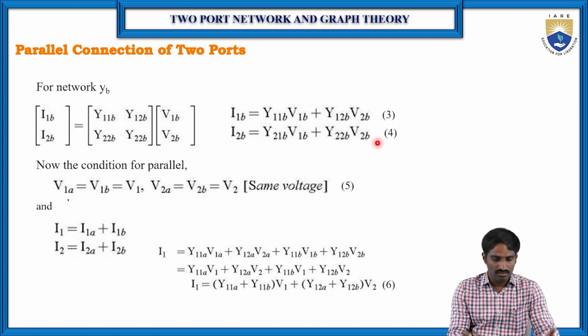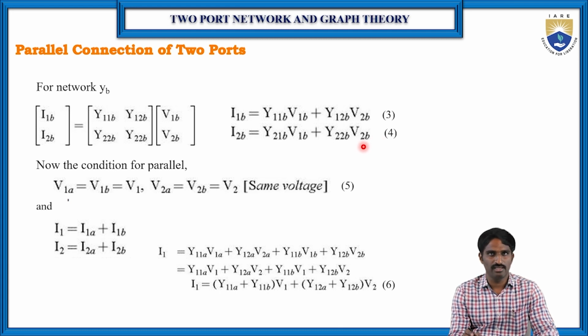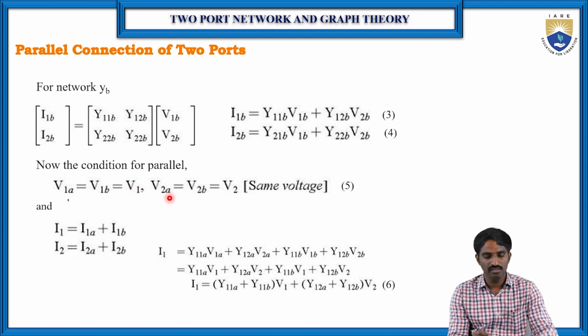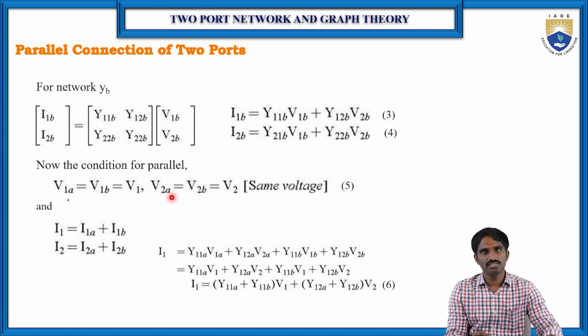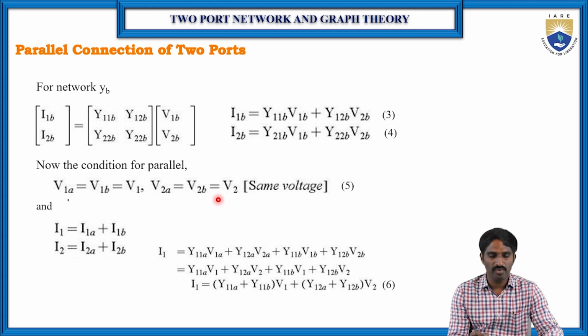So now let us write the condition for the parallel. The condition for the parallel is, if two or more networks are connected in parallel, then the voltage across each network is equal to each other. So V1A is the input voltage for the network YA, and V1B is the input voltage for the network YB, so these two are equal to the resultant input voltage vector V1, because all are connected in parallel. Similarly, the output voltages for network A and network B are also the same as the resultant output voltage V2.